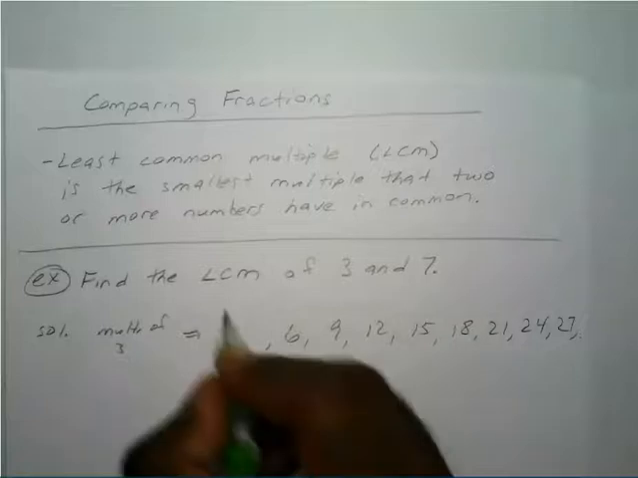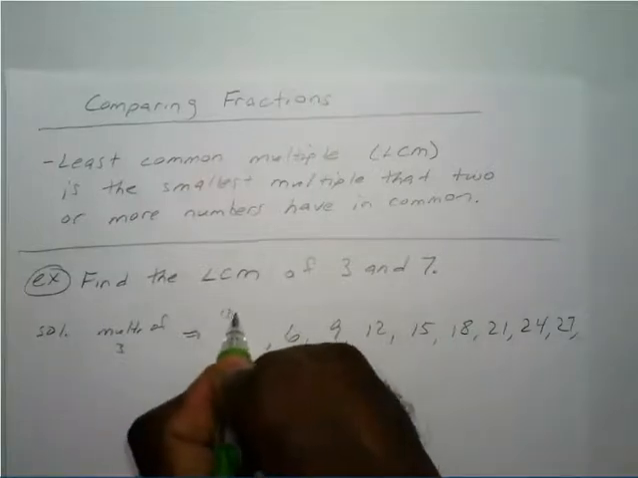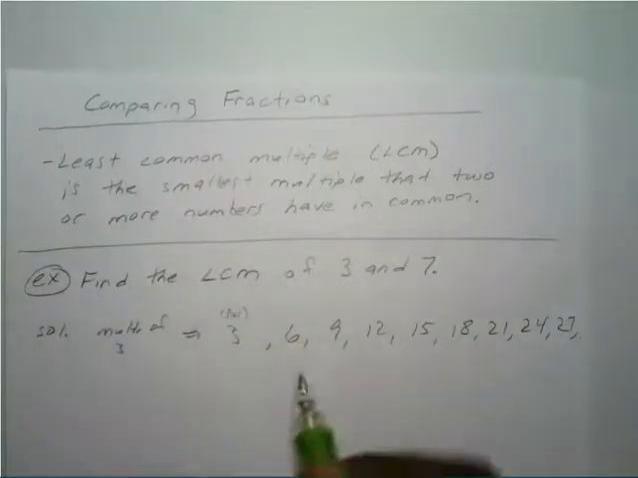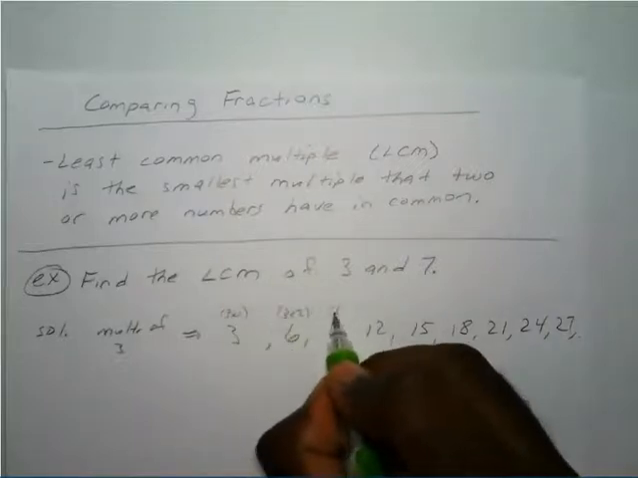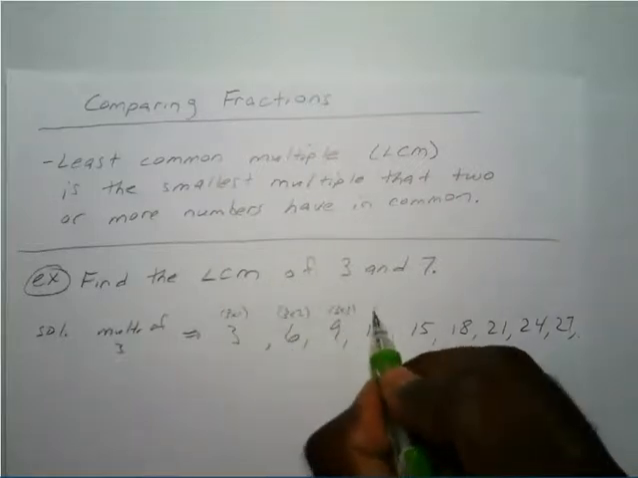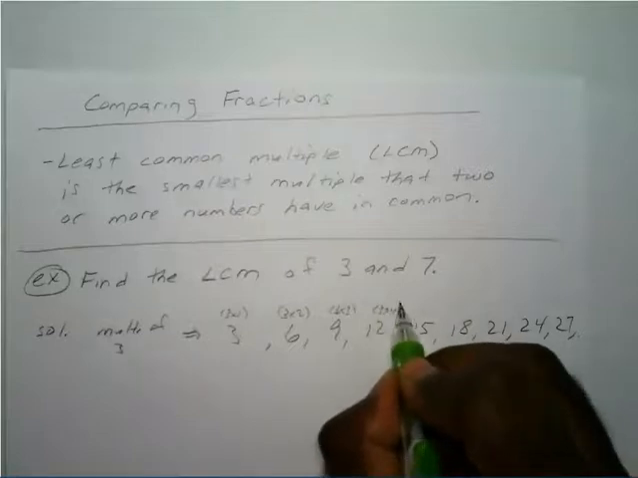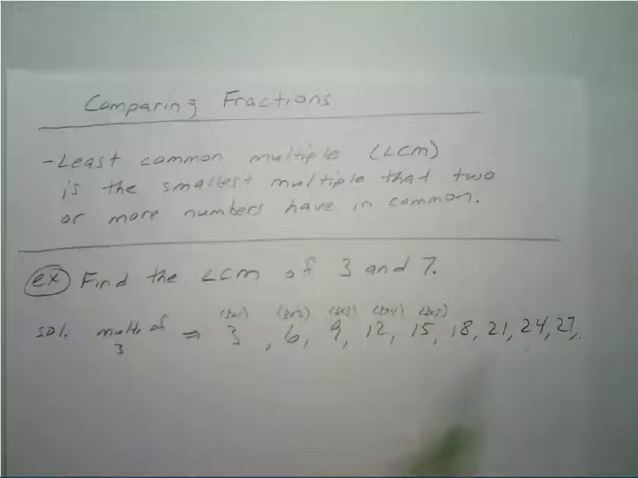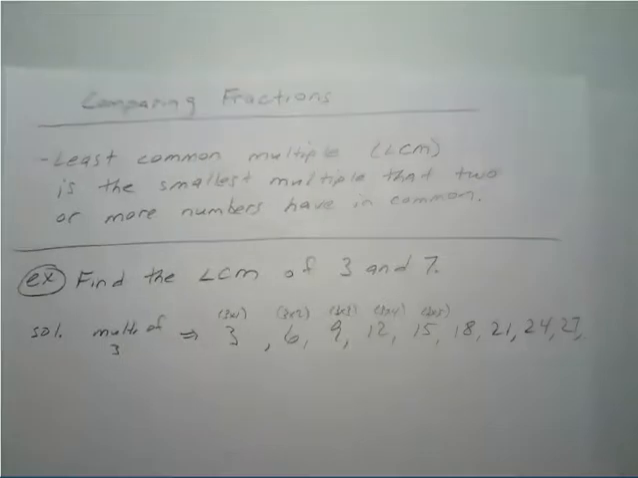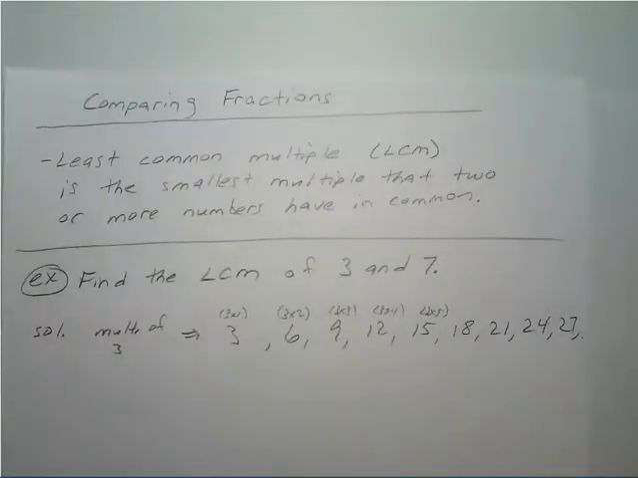How do we know these are the multiples? Because this is 3 times 1, and this is 3 times 2, and this is 3 times 3, and this is 3 times 4, and this is 3 times 5, and so on. So those are your multiples. Oops, if I can clear this up a little. That's a little bit better.